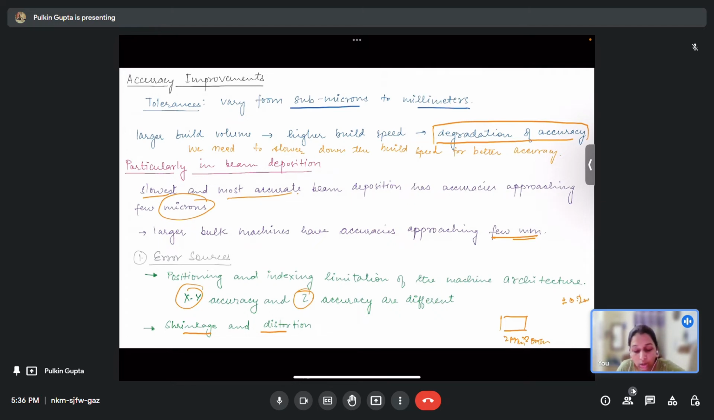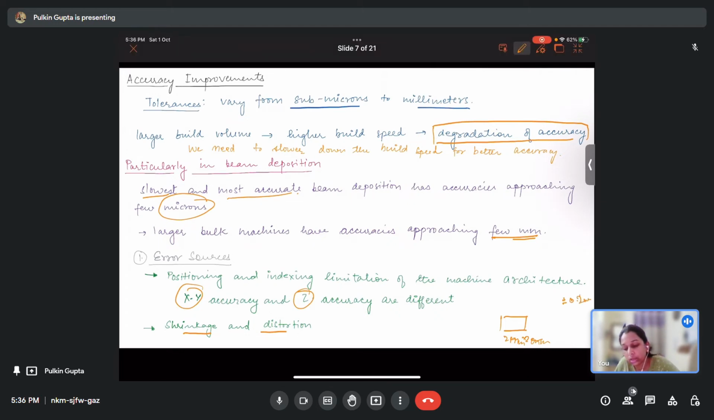So, or sorry, there is a shrinkage of say 0.5 mm when it cools down. So what you will be left with is a part of 1.5 mm by 1.5 mm. So you need to account for these shrinkages whenever you are modeling any component.